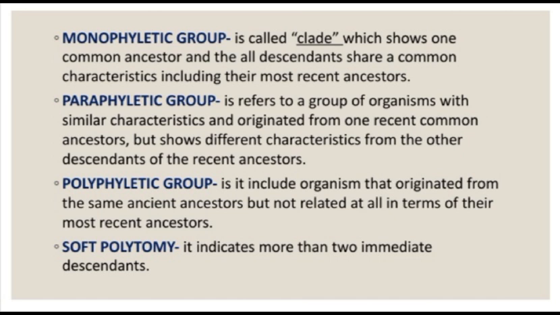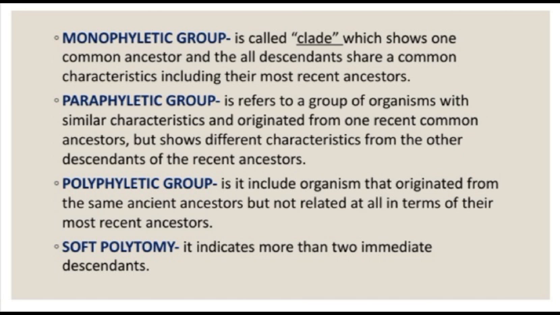Paraphyletic group. This refers to a group of organisms with similar characteristics that originated from one recent common ancestor but shows different characteristics from the other descendants of the recent ancestor. So it means this is a group that also came from one ancestor, but not all descendants are included. So for example, reptiles are paraphyletic because birds also came from reptiles, but usually birds are not included in the reptile group, so that is a paraphyletic group.